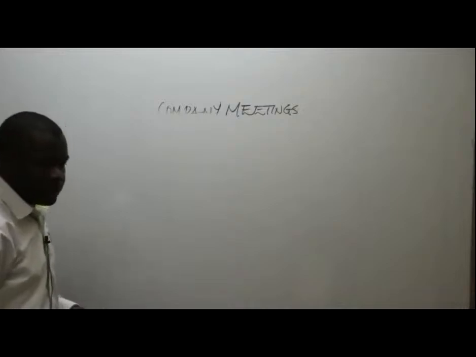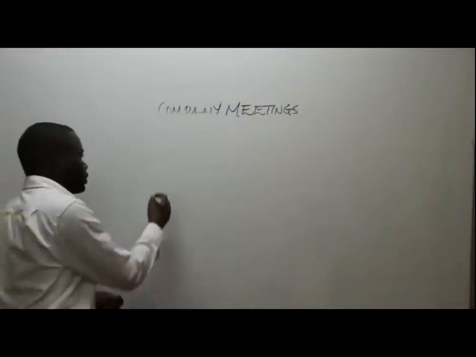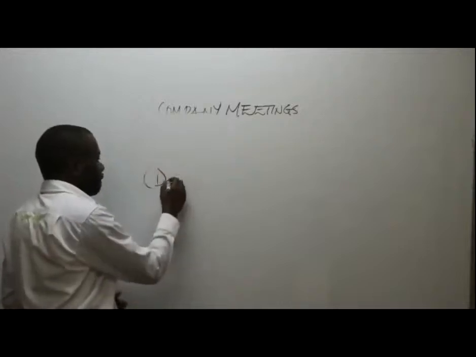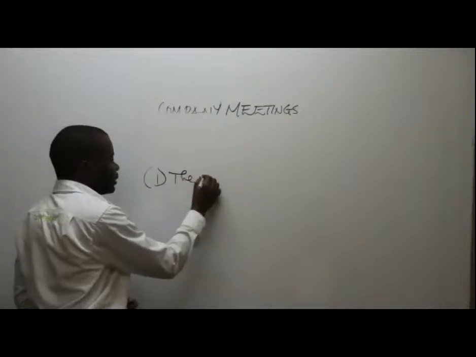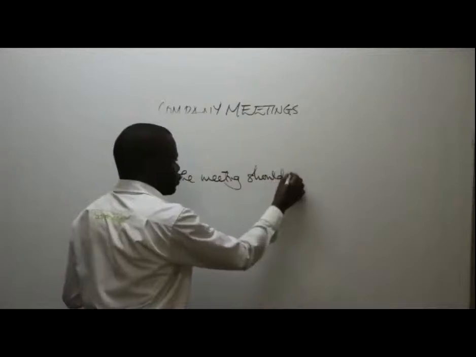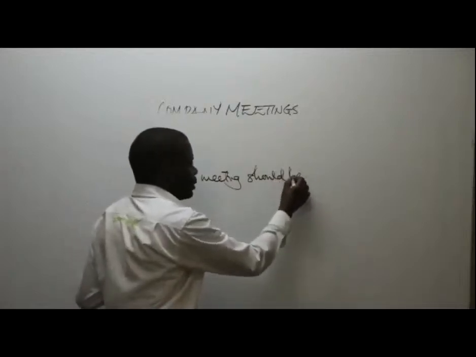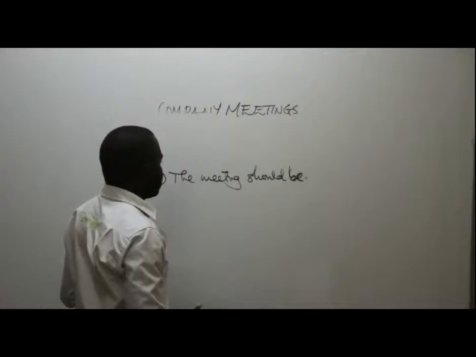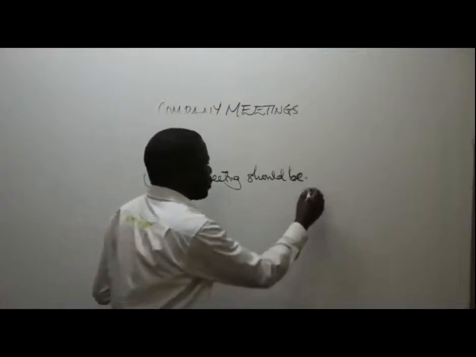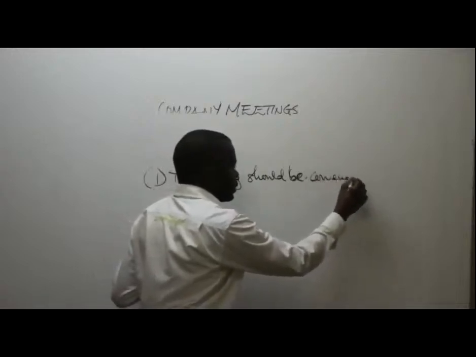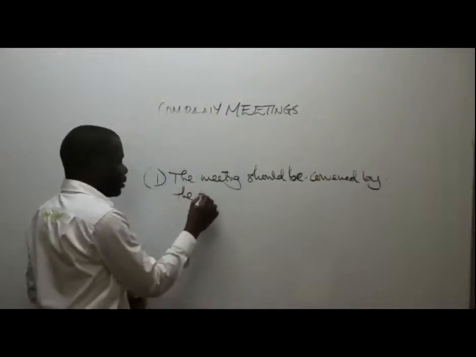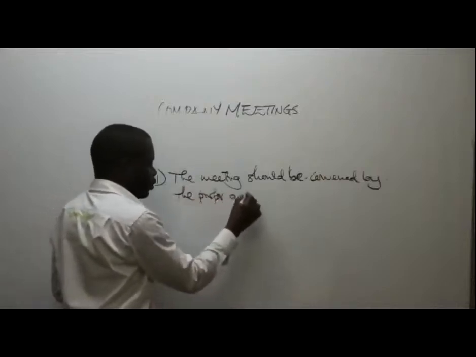So 7 requirements necessary for the passing of a special resolution. So number 1, you can say, the meeting should be convened by the proper authority.